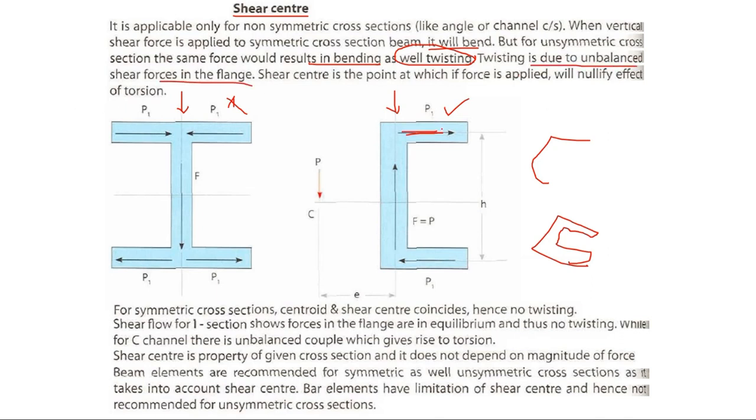You see here, P1 here and P1 here, so this is rotating it. But here, if you see, this is in equilibrium. P1 is cancelling this P1, and this P1 also, it's cancelling the shear forces coming. So it goes like this, it goes like this. Here it comes like this.